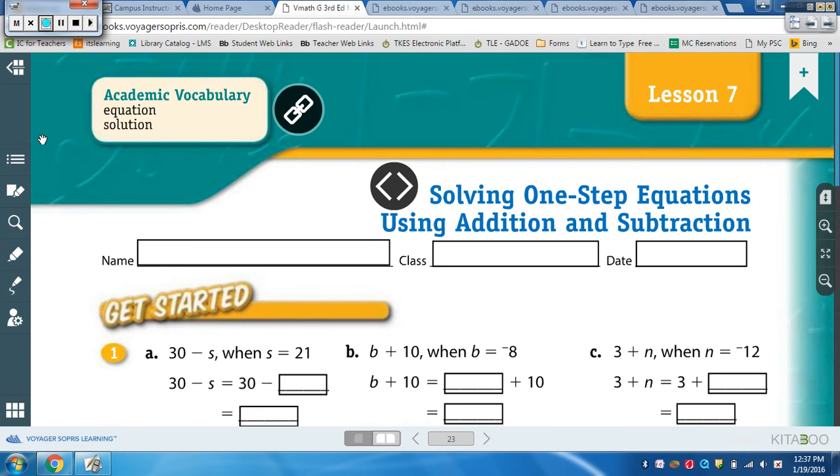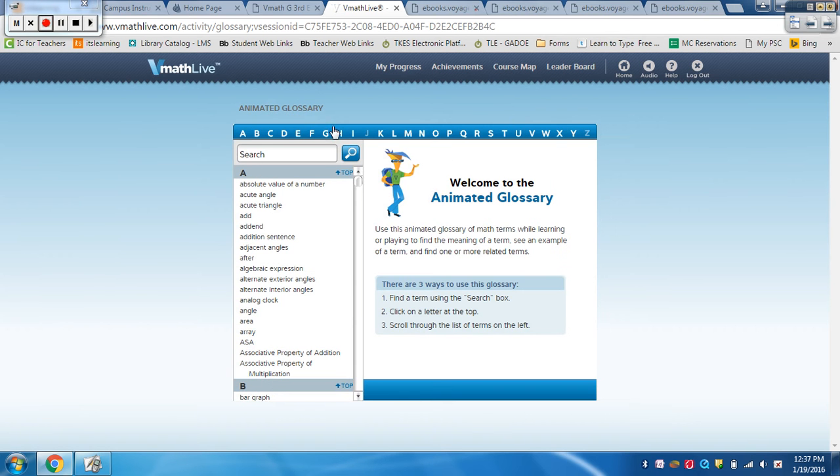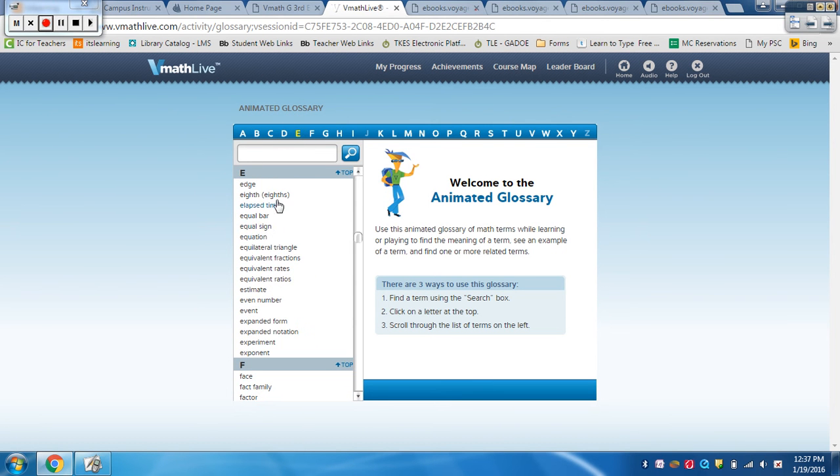Module 4, Lesson 7. In Module 4, Lesson 7, we're going to talk about how to solve one-step equations using addition or subtraction. Let's start out with our academic vocabulary. We'll drill into our glossary in VMath, and we're going to look up the word equation. For the letter E, we're going to pull up equation.